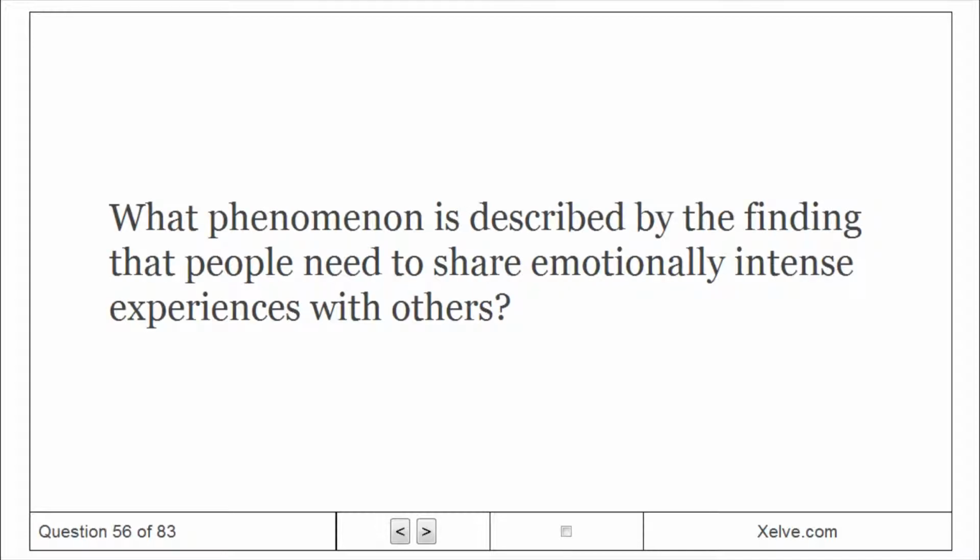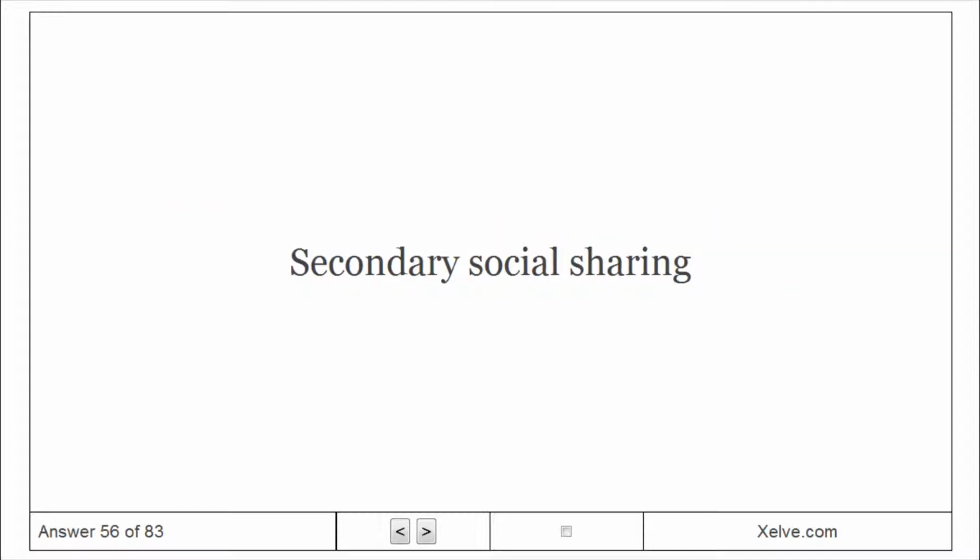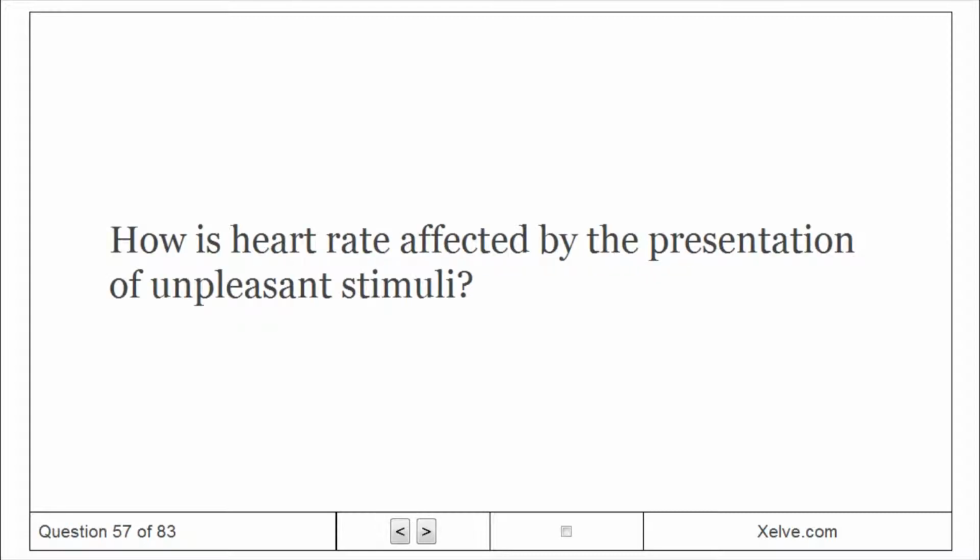What phenomenon is described by the finding that people need to share emotionally intense experiences with others? Secondary social sharing. How is heart rate affected by the presentation of unpleasant stimuli? Heart rate declines.